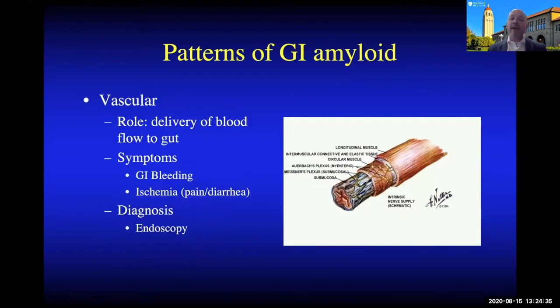Then finally, if there's vascular involvement, the main role of the blood vessels is to take away nutrients from the gut and then bring oxygen. And so what we see is that if there is amyloid involvement with the blood vessels itself, we tend to see ischemia plus bleeding. And that's usually a diagnosis that we can make with endoscopy because the bleeding is present there.